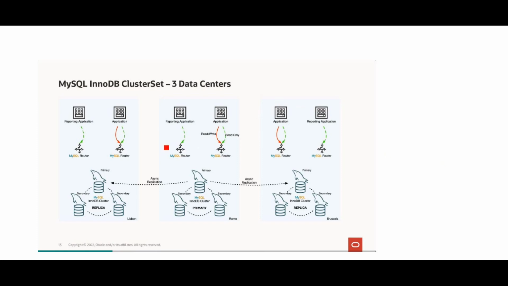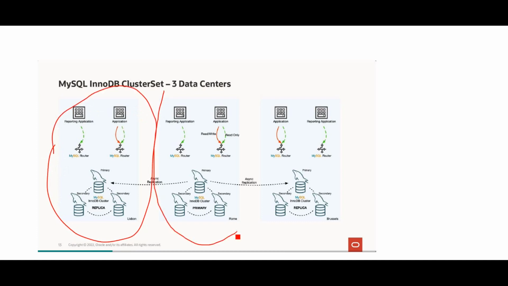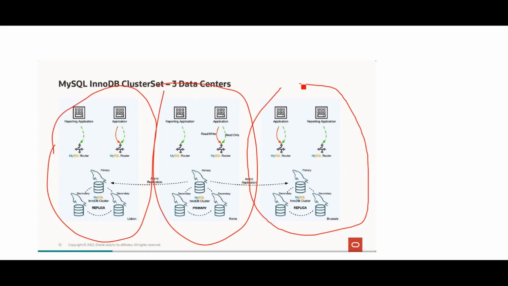So, what is InnoDB ClusterSet? It is a combination of InnoDB clusters. Like we have in this region this InnoDB cluster, then we have this one, and then we have this. So we have one primary InnoDB cluster, then we have the replicas, two replicas. We can have one replica as well, so that's not an issue. Between them is the asynchronous replication. This is the main point.